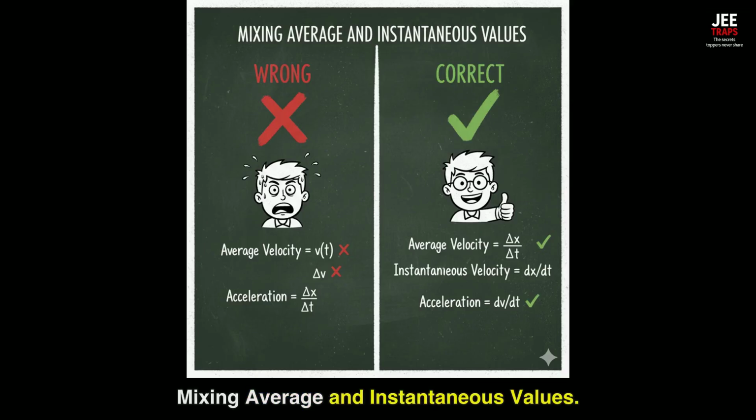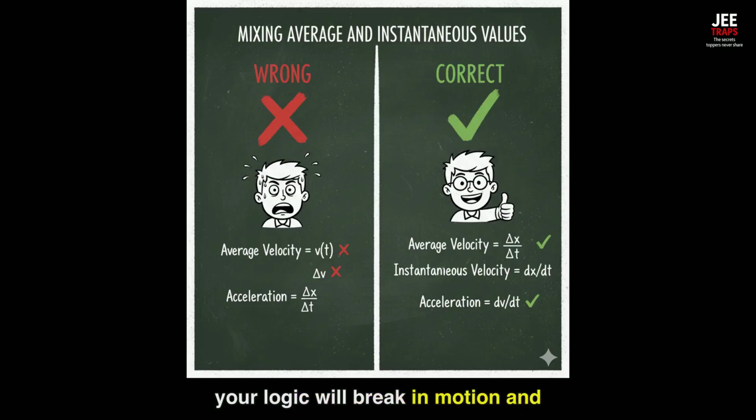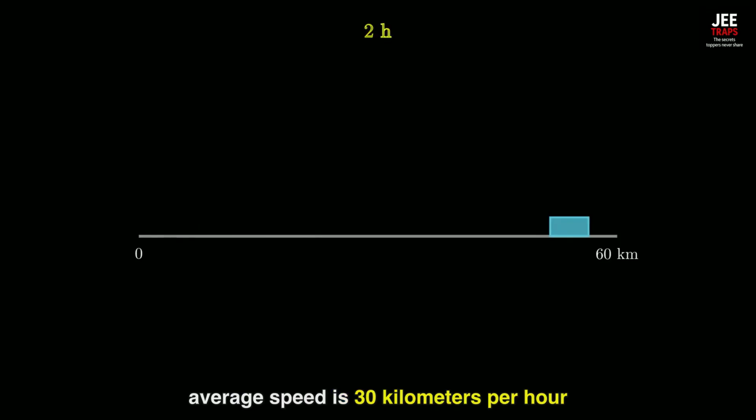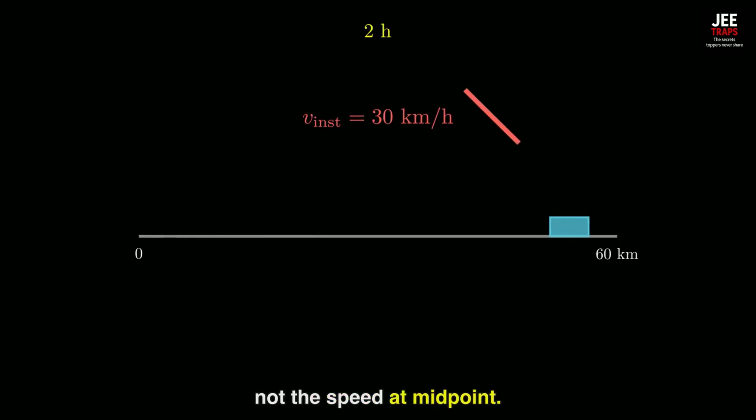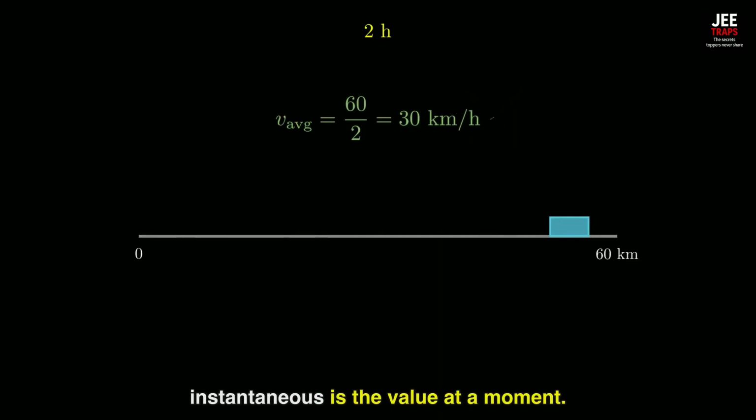Mistake 7. Mixing average and instantaneous values. If you keep confusing average speed with speed at a moment, your logic will break in motion and current problems. For example, a car travels 60 km in 2 hours, average speed is 30 km per hour, not the speed at midpoint. Fix it by remembering, average uses totals, instantaneous is the value at a moment.